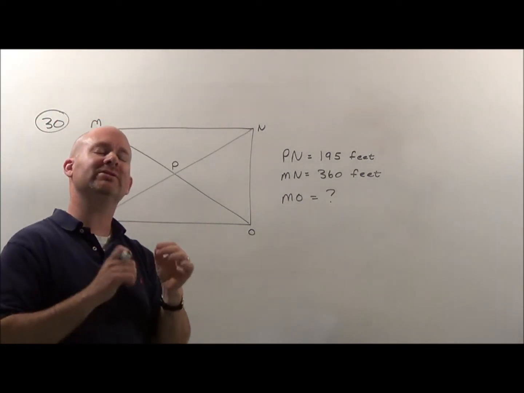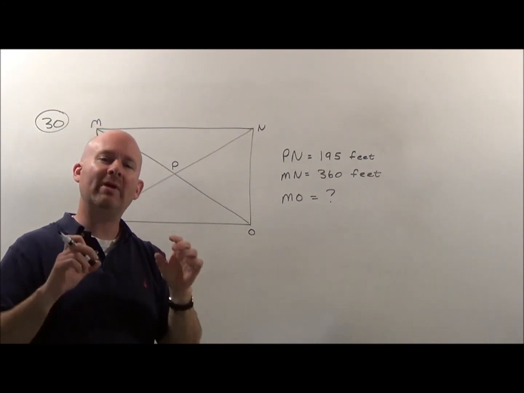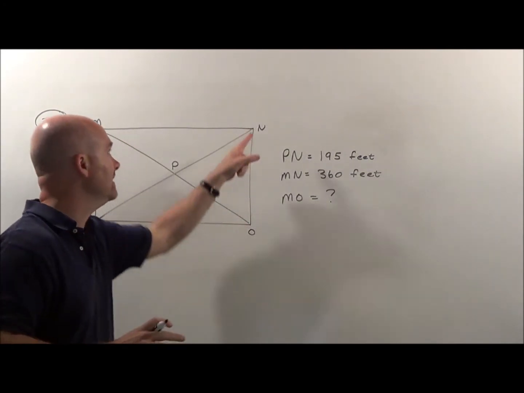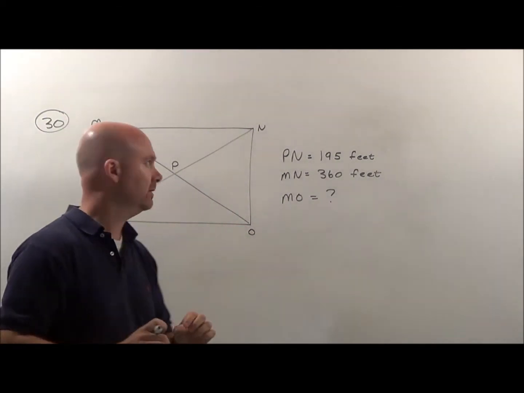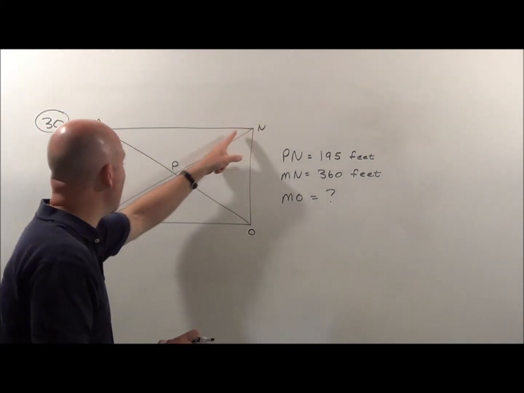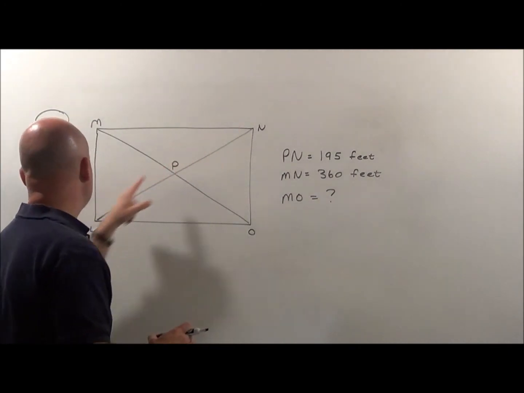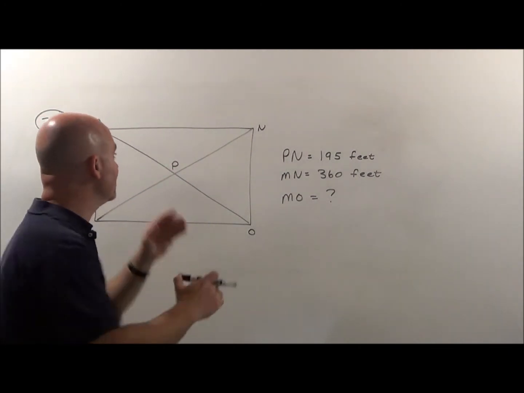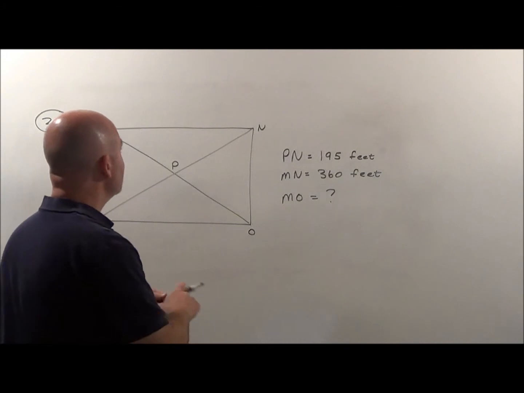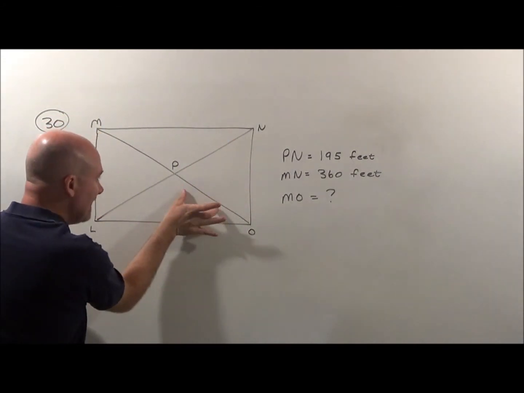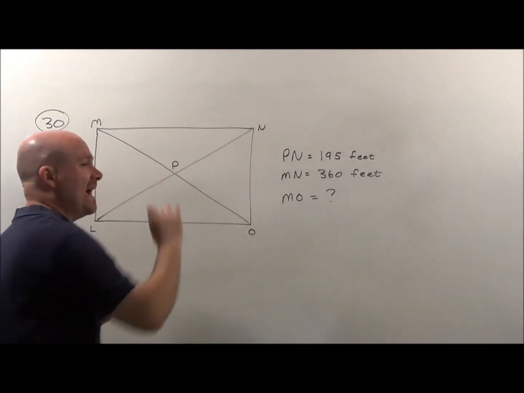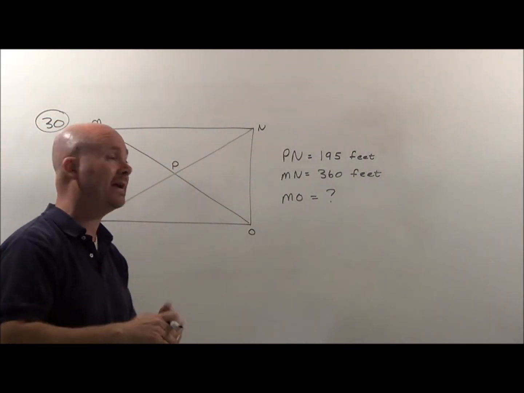The other thing I noticed is it said it's a rectangle. A rectangle is very special in the fact that these diagonals are exactly the same length. So I know MO is exactly the same as NL. The other nice thing is they're going to intersect one another. So basically what happens is this length is the same as that length, is the same as that length, is the same as that length. Now that might come into play and help us.